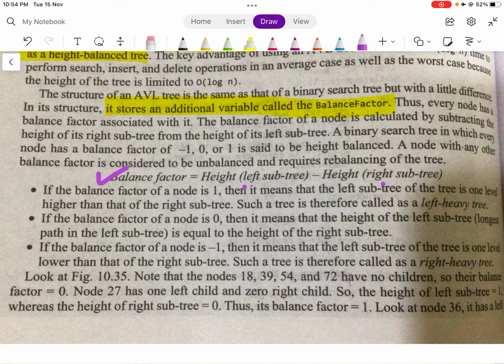A binary search tree in which every node has a balance factor of -1, 0 or 1 is called a height balanced tree. A node with any other balance factor is considered to be unbalanced and it requires rebalancing of the tree. Balance factor is equal to the height of the left subtree minus the height of the right subtree.